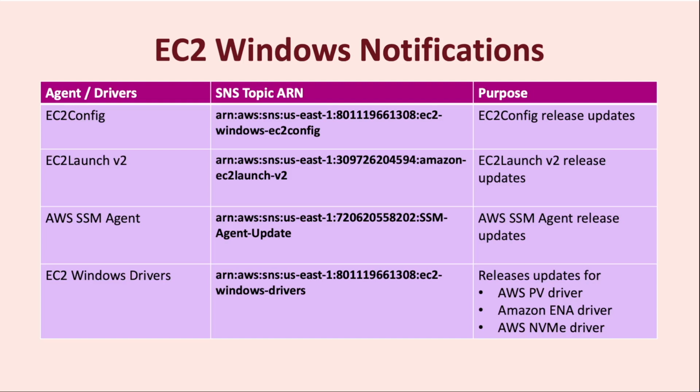Each of these notifications can be subscribed to in North Virginia, which is the US East 1 region, and the SNS topic that you need to subscribe to for each of these agents or drivers is different, and it is displayed in the table. In today's video, I will demonstrate how to subscribe to EC2 Config Service notifications. You can apply the same procedure and repeat it for all other agents and drivers that you see on this table, provided you pick up the right Topic ARN.